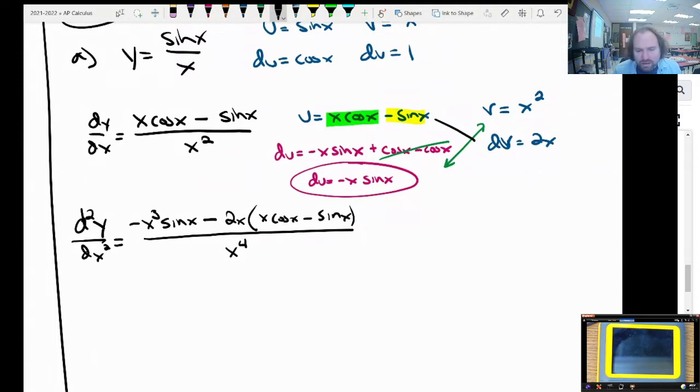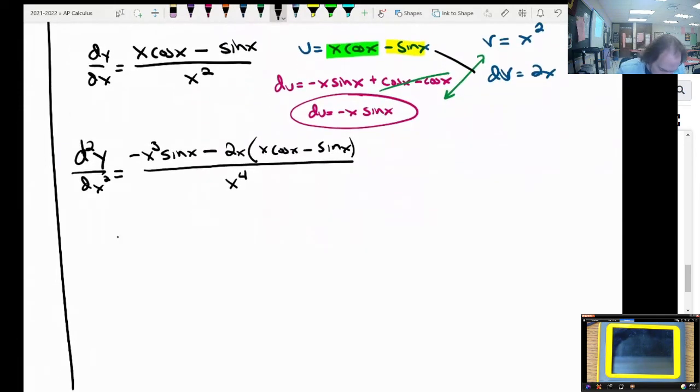Woof. Now, there's a lot of simplification that we could do here. I noticed that the book's answer is completely simplified, so I'm going to try to work through a few things as much as I can here. The first thing I would do is expand out the top: negative x to the third sine of x minus 2x squared cosine x plus 2x sine of x. This is all over x to the fourth.